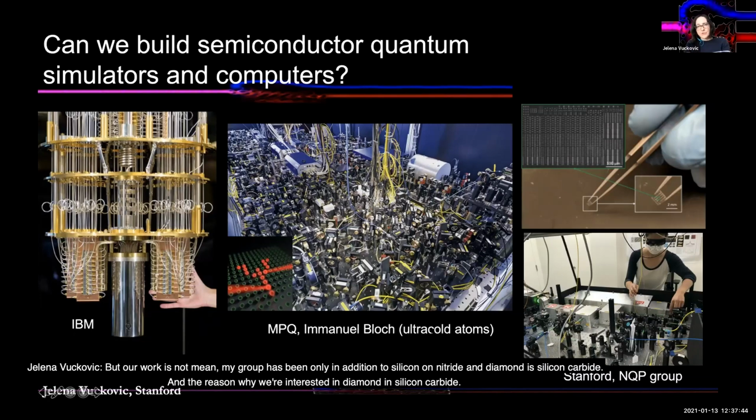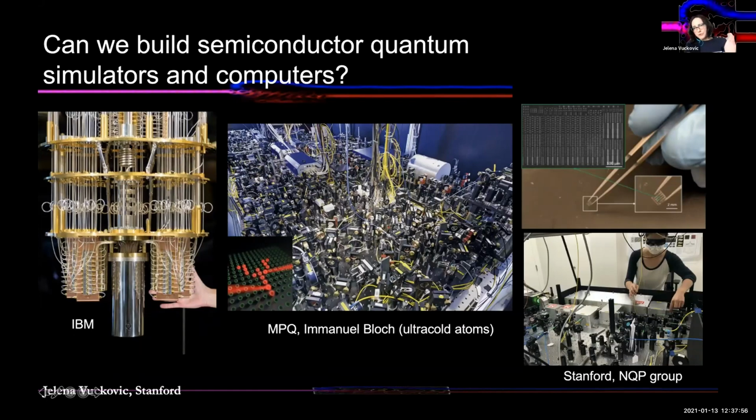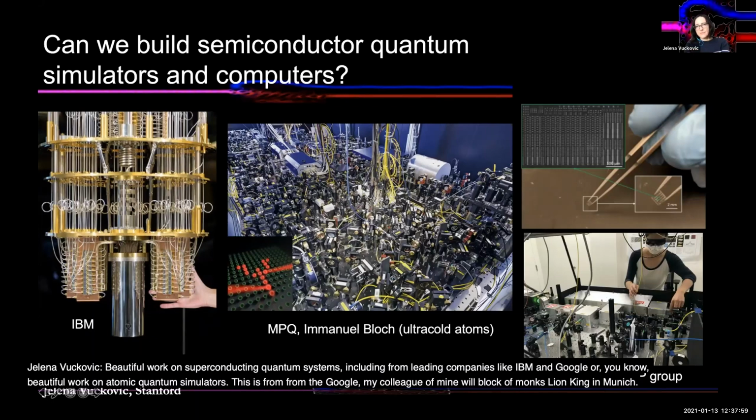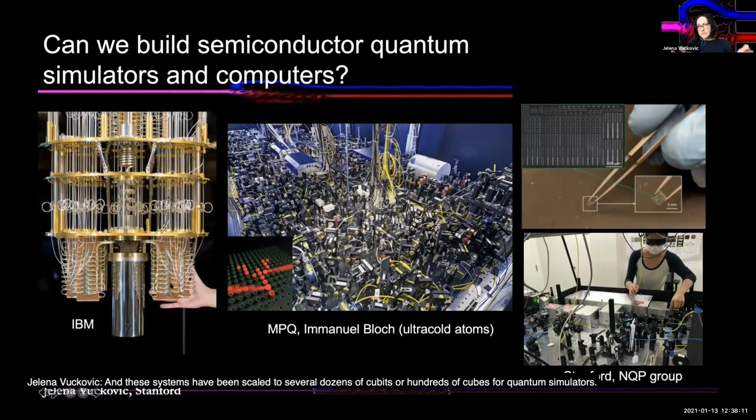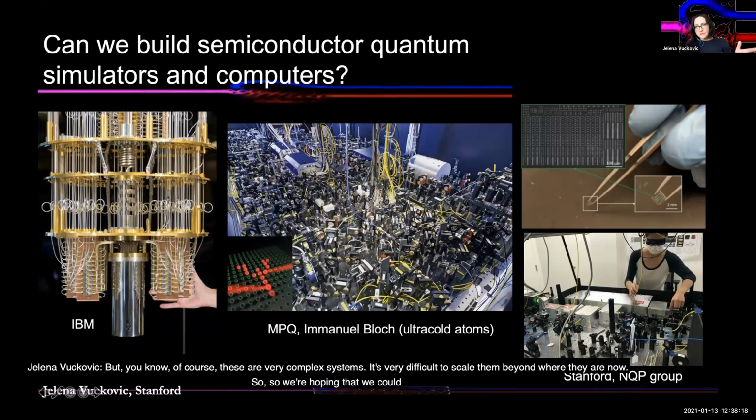And the reason why we're interested in diamond and silicon carbide is primarily in the context of quantum technologies. Basically, the idea is to build semiconductor quantum simulators and computers. And you're all familiar with beautiful work on superconducting quantum systems, including from leading companies like IBM and Google, or beautiful work on atomic quantum simulators. This is from the group of my colleague Emmanuel Bloch at Max Planck in Munich. And these systems have been scaled to several dozens of qubits or hundreds of qubits for quantum simulators. But of course, these are very complex systems.